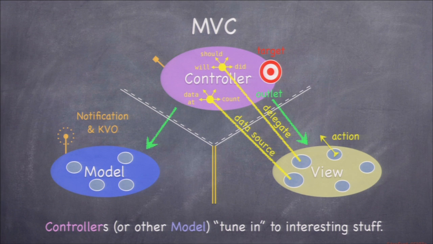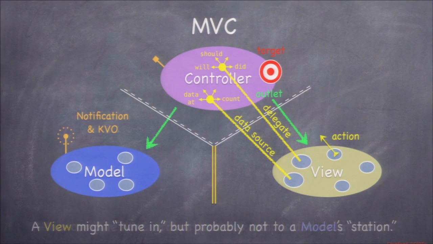So towards the end of the quarter, we'll start seeing how to do notification to find out, for example, if the data in a database changes. We'll get a notification. The controller can then go talk to the model to get the new info. OK? Some people have asked, can a view tune into the radio station? They probably could, but you probably wouldn't want to do that. That would probably be a violation of MVC.